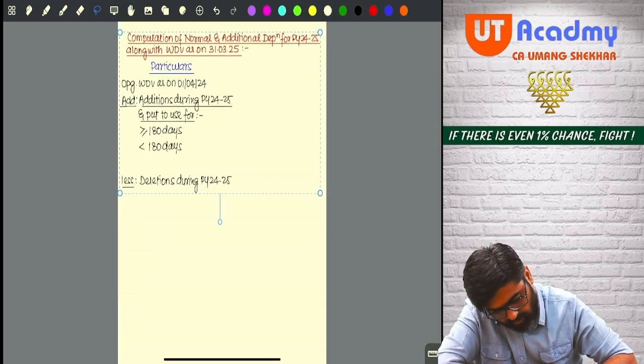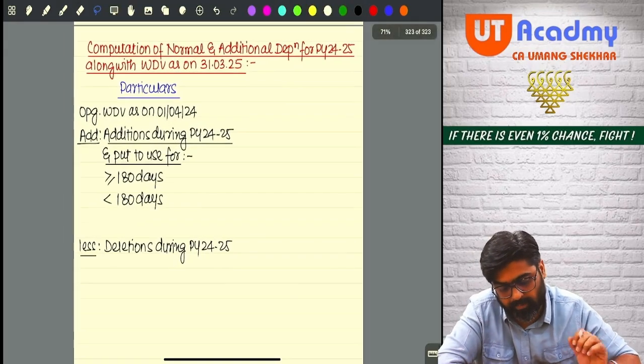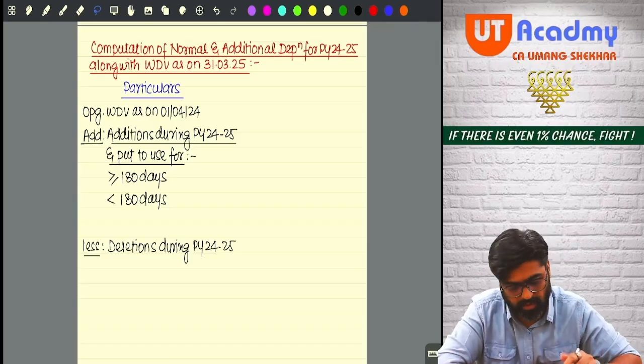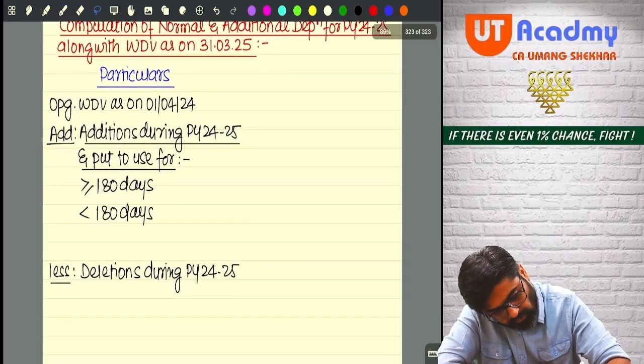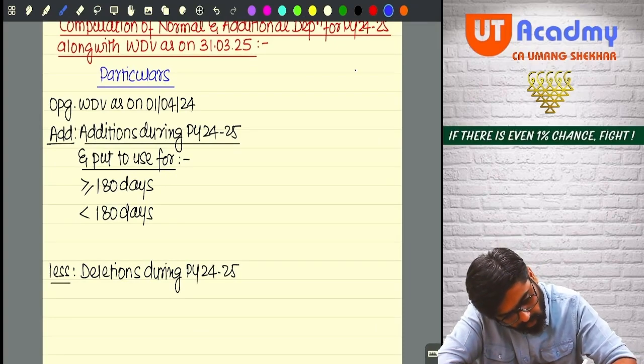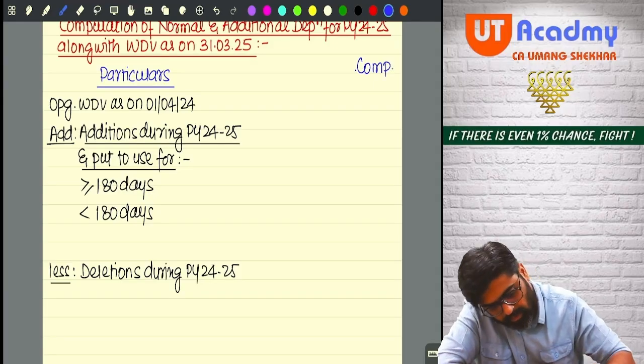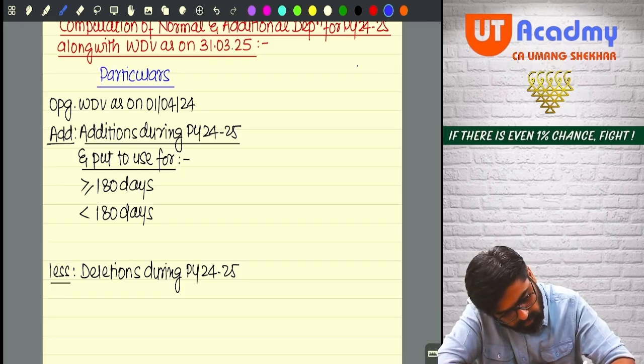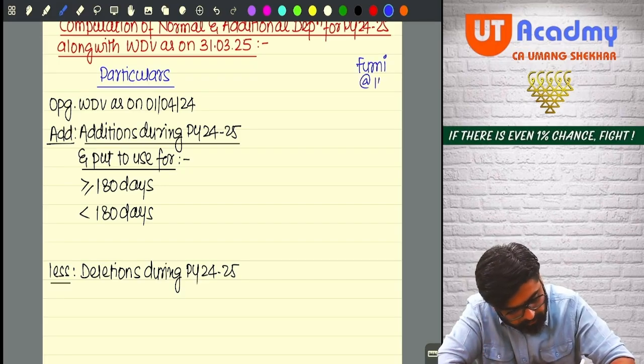Sir, now how many blocks should I prepare? 3, no? One for computer, second one for furniture, and the last one for books. Okay. So 3 blocks. Computers I will make first. Last one will be furniture. Furniture, what is the rate? 10%, no? Furniture 10%.